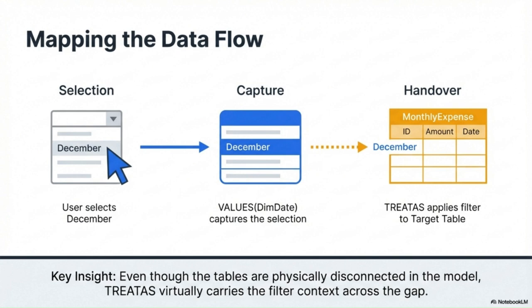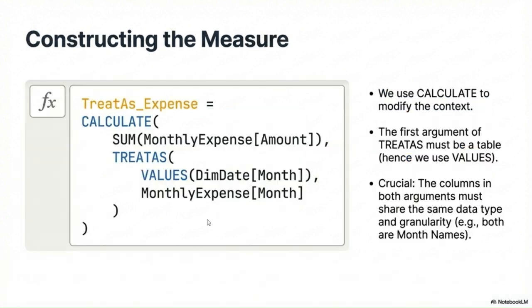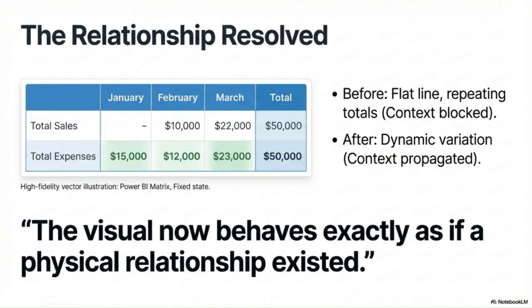A basic example: suppose we have a product name in one table and a product name in another table. We can write TREATAS of VALUES of product name, sales product name. This tells Power BI to treat the selected products as filters on the sales table. TREATAS always works inside CALCULATE, like this is the expression and argument that we need to write. So this applies the product filter dynamically during the calculation.